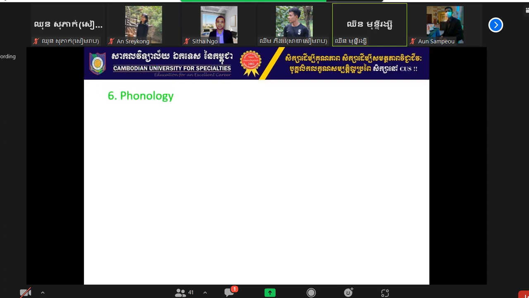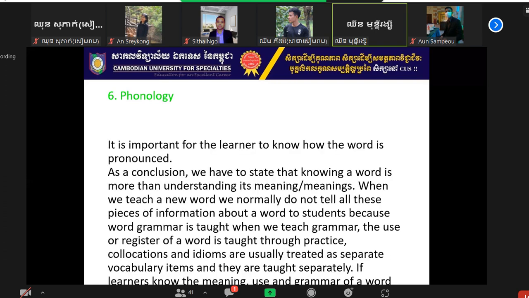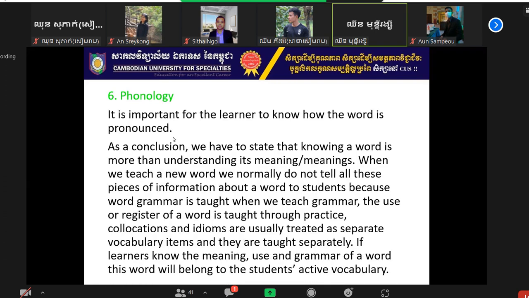Letter 6, phonology. It is important for the learner to know how the word is pronounced. As a conclusion, we have to state that knowing a word is more than understanding its meanings.